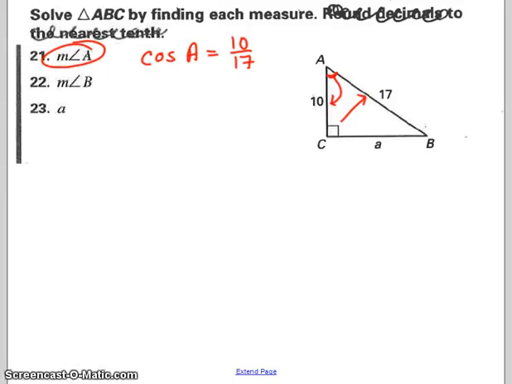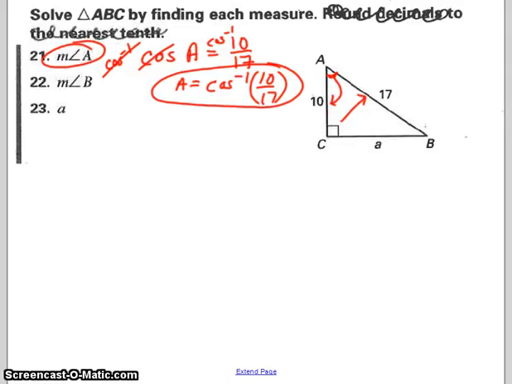So what we're going to do is multiply both sides by cosine inverse to get rid of the cosine. Cosine inverse over here as well. So we get A equals cosine inverse 10 over 17.